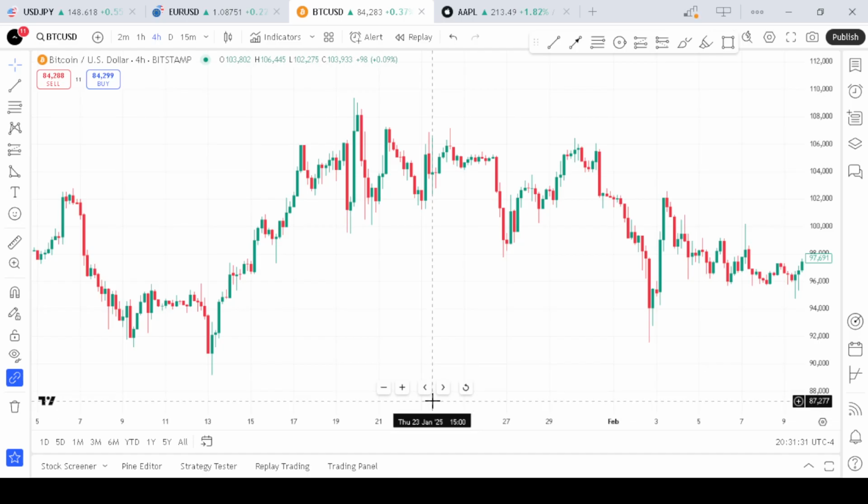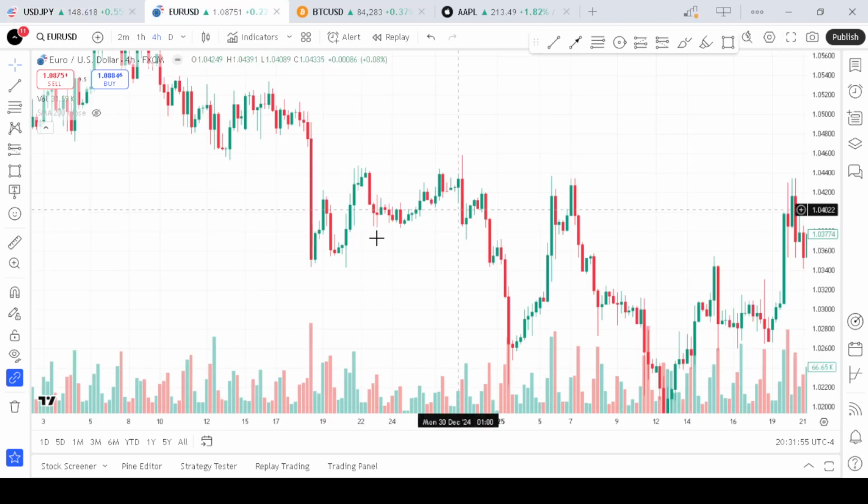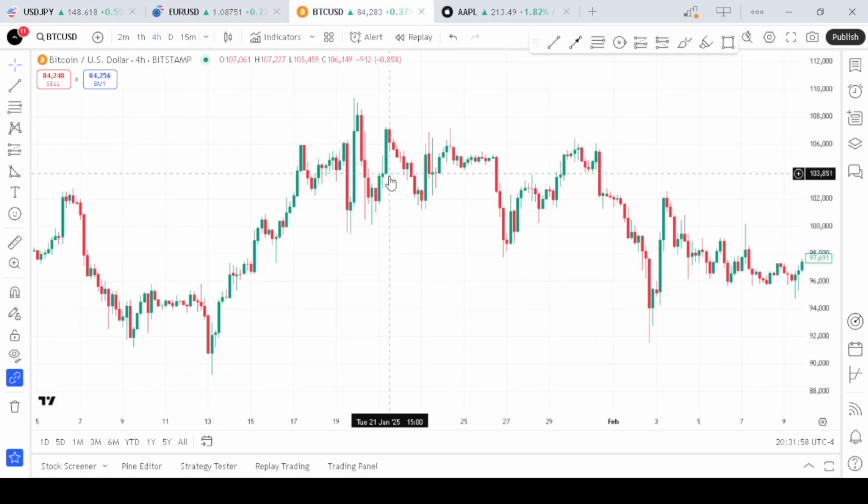Now the triangle chart pattern is formed when price consolidates within two converging trend lines, creating a triangular shape on the chart. This pattern represents indecision in the market where buyers and sellers are battling to take control. There are three main types of triangle. We have the ascending triangle, we have the descending triangle, and we have the symmetric triangle. Each has unique characteristics that signal potential future price movement.